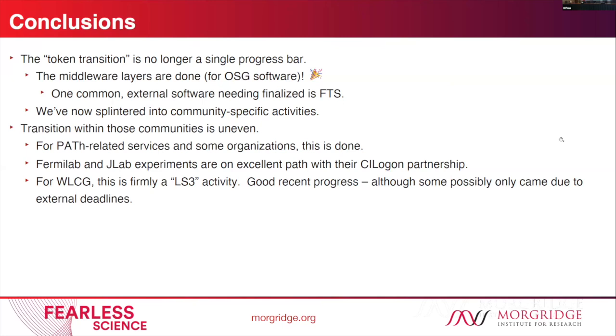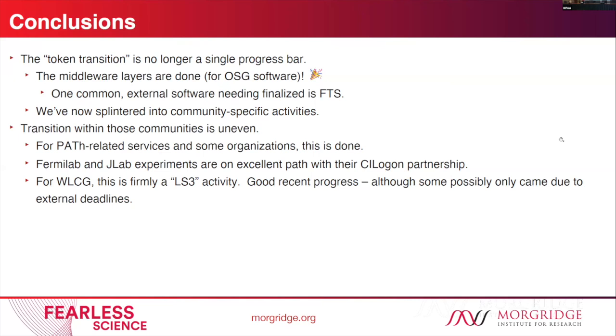So, conclusions. The token transition is no longer a single progress bar going to 100% completion, because we're at the point where the common pieces are done, and now it's collaboration by collaboration. How many services do we have left to go over? So maybe it's a dozen progress bars, depending on who it is.